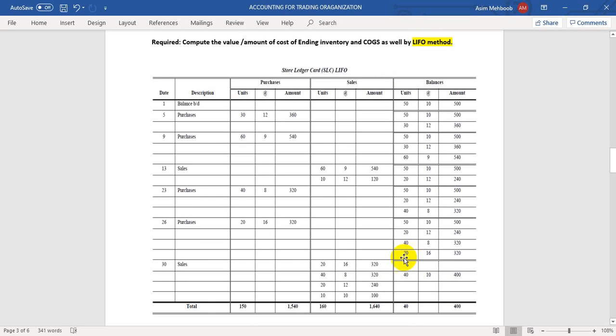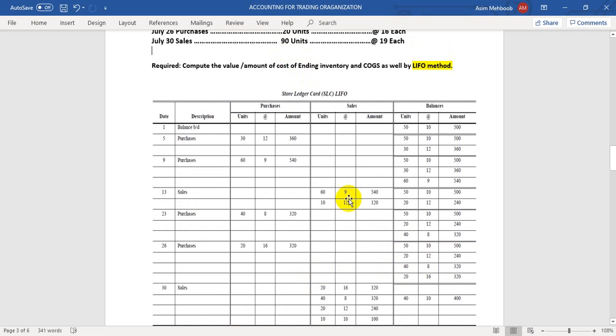So what are you going to do? First of all, you will sell 20 units at the rate of 16, 320. Then you will sell 40. Remember that you have to sell 90 units. So 20 from here, 40 from here, 20 and 40 is 60, and 20 from here, 60 and 20 is 80. And 10 units you will sell from the 50. So 20, 40, 20 units from these inventories. So 20 times 16 is 320, 40 times 8 is 320, and 20 units multiplied by 12 is 240.